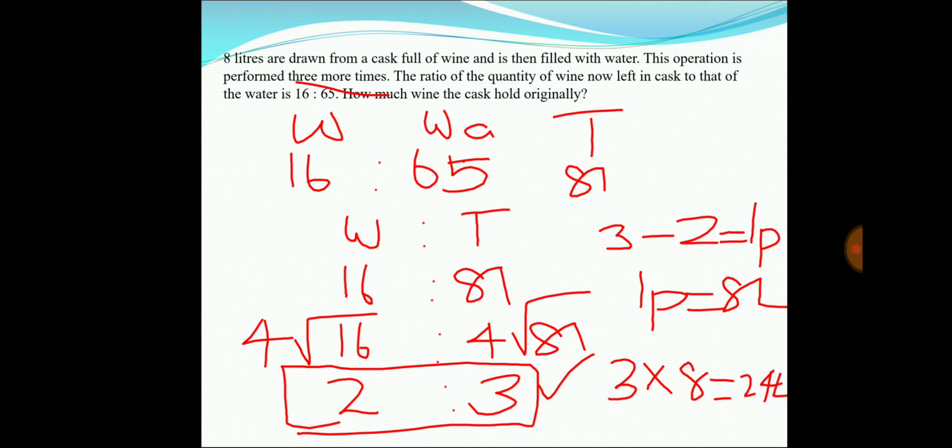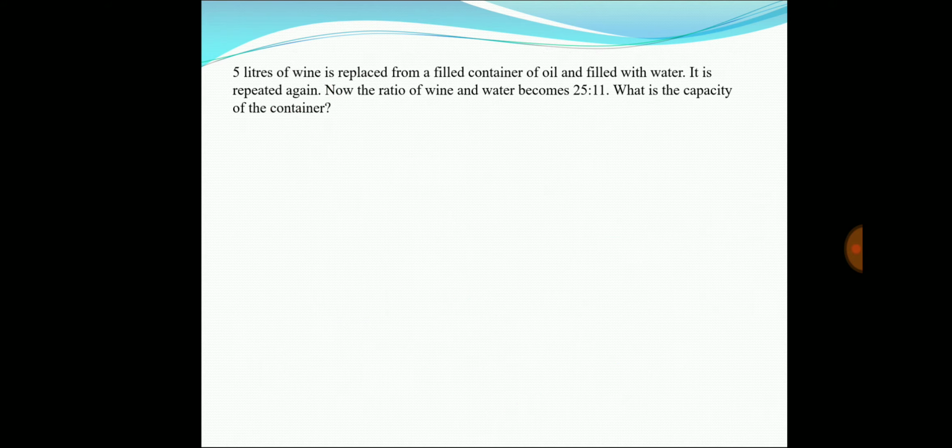That 1 part difference is because of the 8 liters of wine which is removed from the container. So that 8 liters is 1 part, and the total is 3 parts. So 3 parts is 24 liters. A very simple procedure. Let's get to solve the next question.